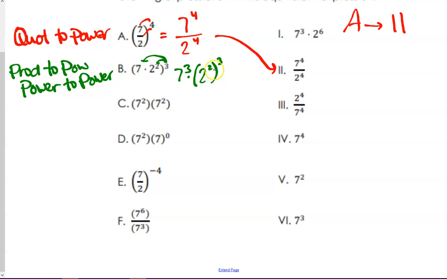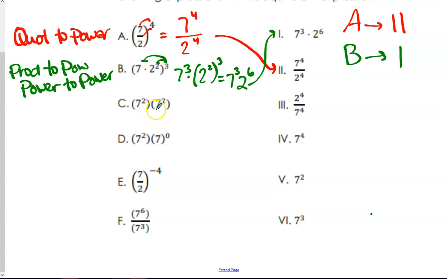Power to a power tells me I can multiply. So this is going to simplify to 7 cubed, and then 2 times 3 is 6. So this is going to match with option 1.